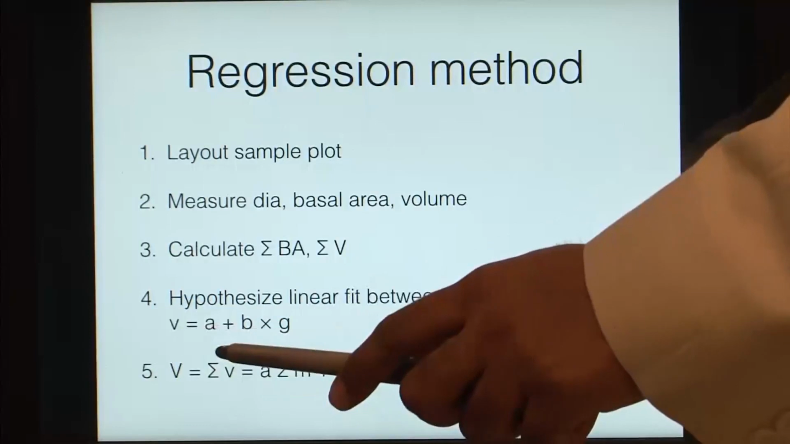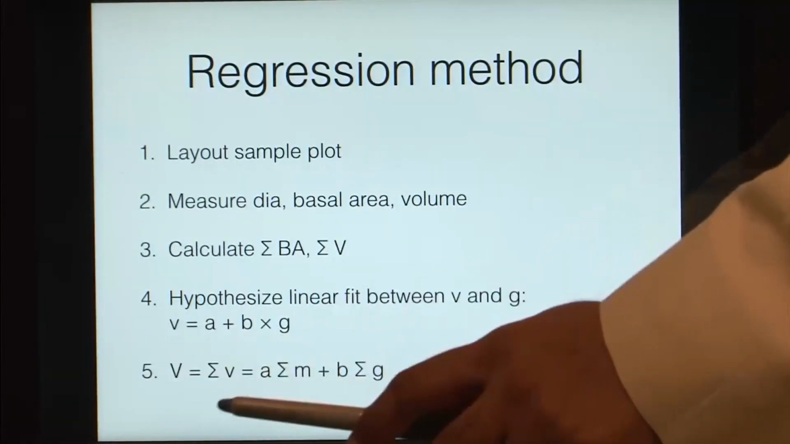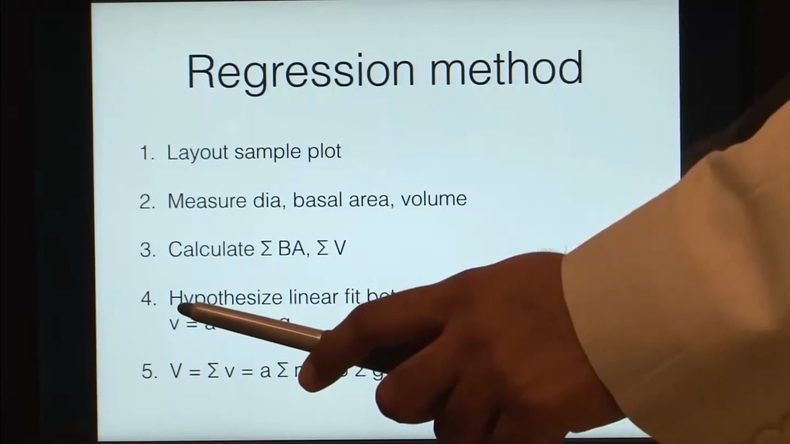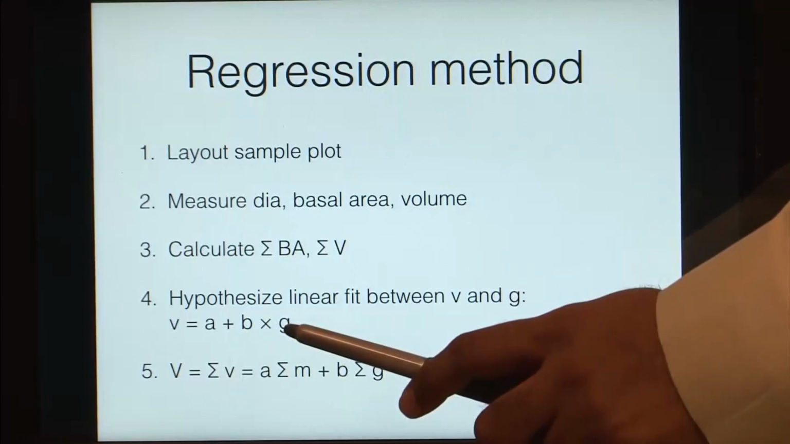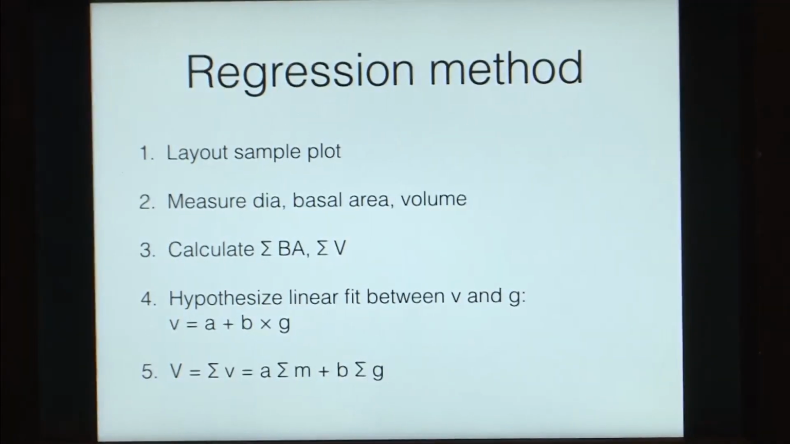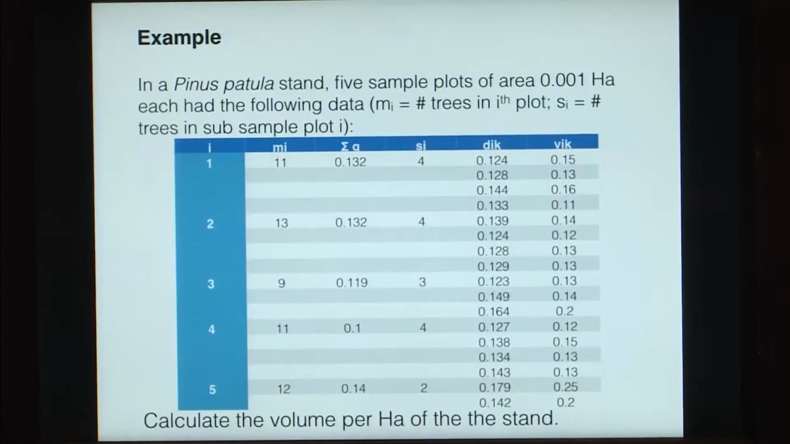Once we have this equation, we can use it to compute the total volume of the stand by multiplying A with the total number of trees and multiplying B with the sum of the basal areas of all the trees that are out there in the stand. So, how do we do that? Let us look at this example once again. Here we have these trees in which the diameter and the volumes are given. We had computed the basal areas of each of these trees by using the equation pi by 4 d square.